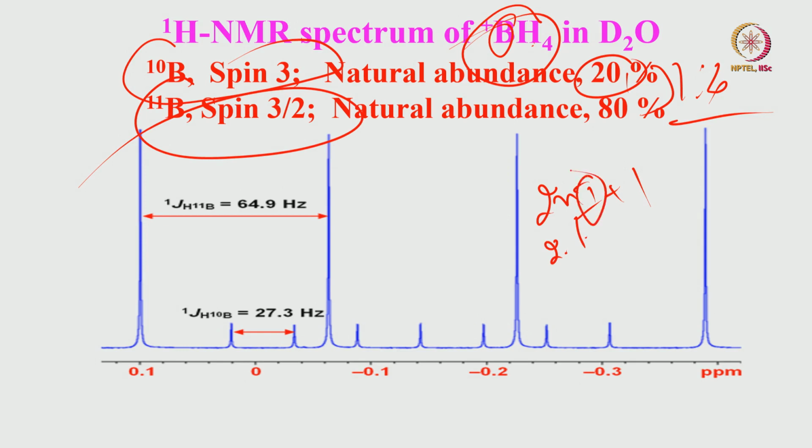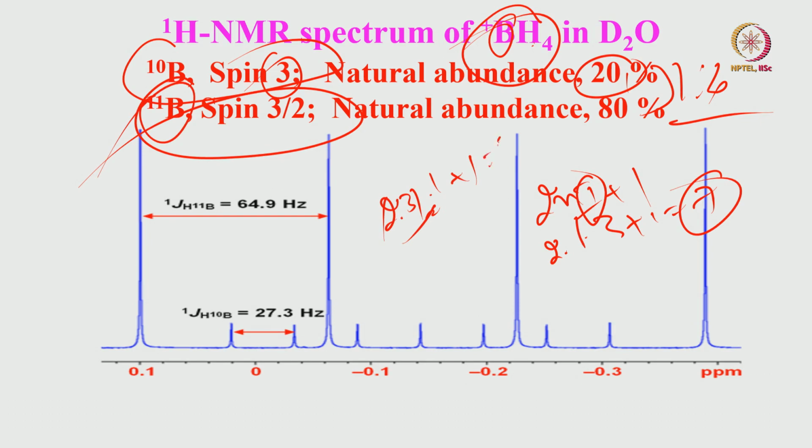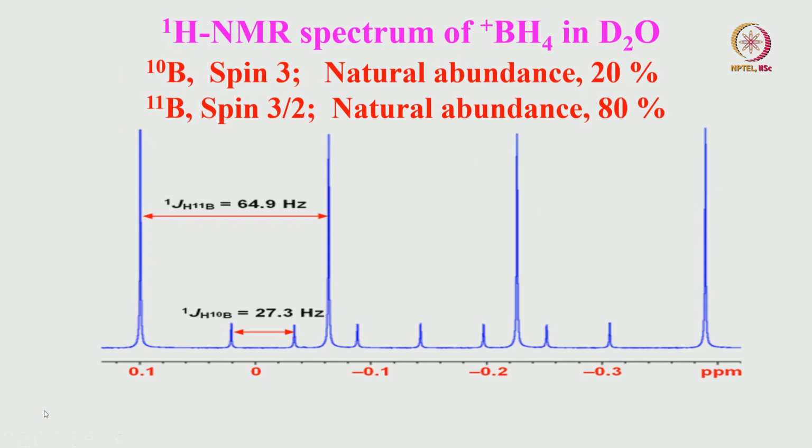Let us say spin for this. I take an example of boron 10. Spin is 3, so 2 into 3 plus 1 should give 7 lines. For boron 10 it should give 7 lines. Put boron 11, then what will happen? 2 into 3 by 2 into 1 plus 1, so it would give 4 lines. So boron 11 should give 4 lines and boron 10 should give you 7 lines.